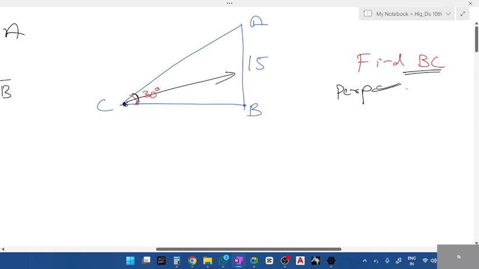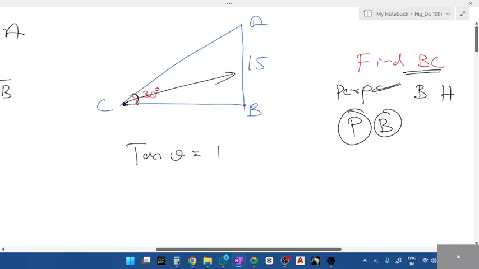So from angle C, what is BC? Perpendicular is done. What are the other two things we have? Base and hypotenuse. So remember perpendicular, base. Which formula do we use for perpendicular and base? We use tan theta, right? Tan theta is equal to perpendicular by base. What is perpendicular here? AB by BC. First step.